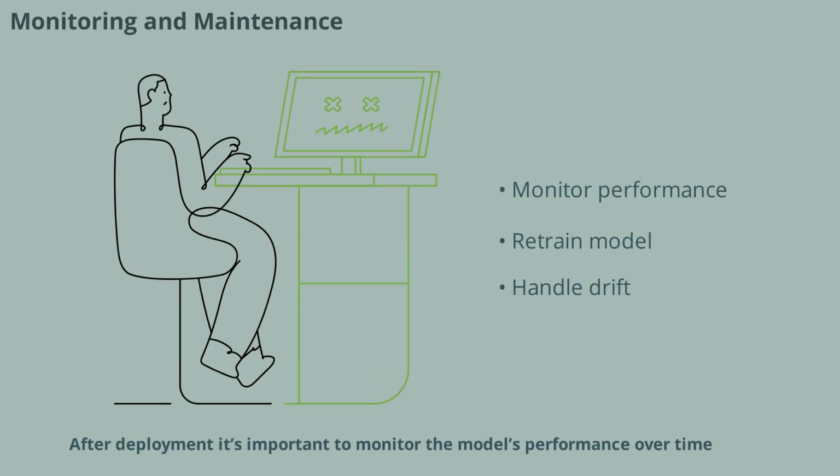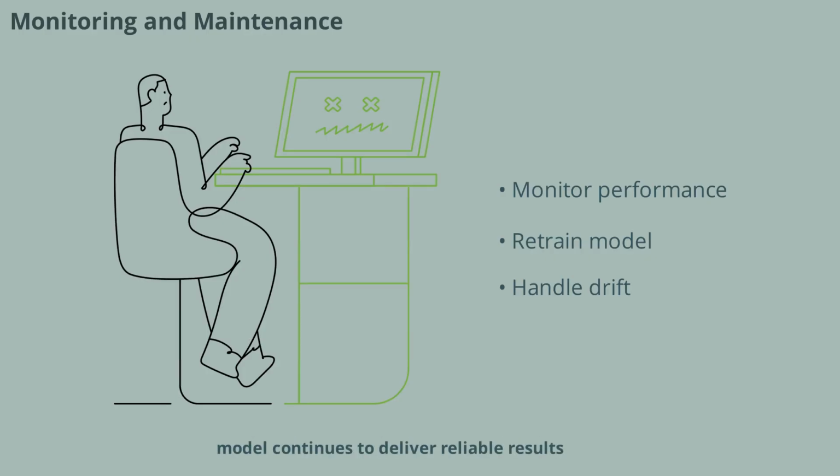After deployment, it's important to monitor the model's performance over time. Data can change, and models may become less accurate, a phenomenon known as model drift. Regular maintenance, retraining with new data, and performance checks ensure that the model continues to deliver reliable results.